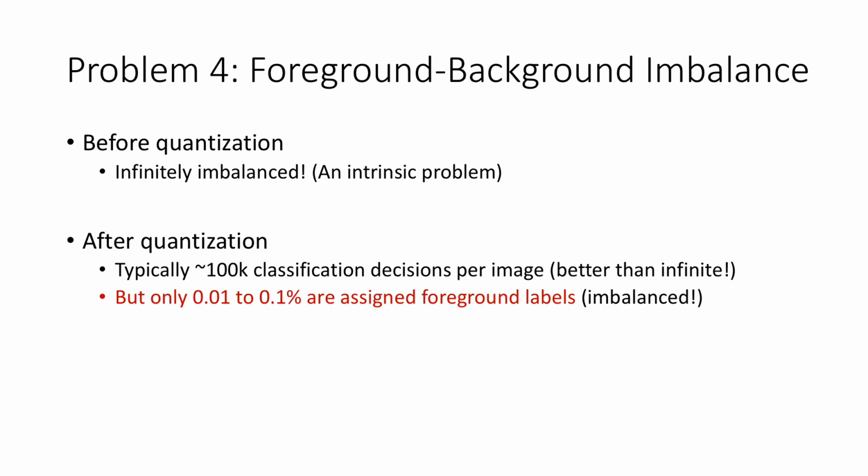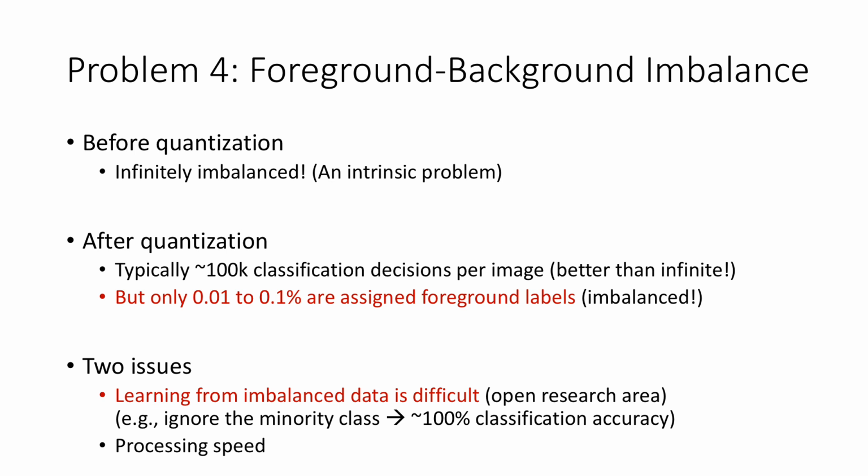After quantization, the situation is a bit less grim. However, the foreground labels may still only account for 0.01 to 0.1% of the total labels. We know that from beyond the context of object detection, training classifiers on imbalanced data can be difficult. If nothing is done, then classifiers may simply ignore the minority class, which can still lead to near 100% classification accuracy while producing a no-good terrible object detector.